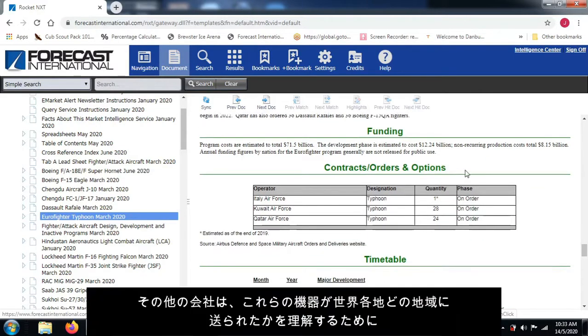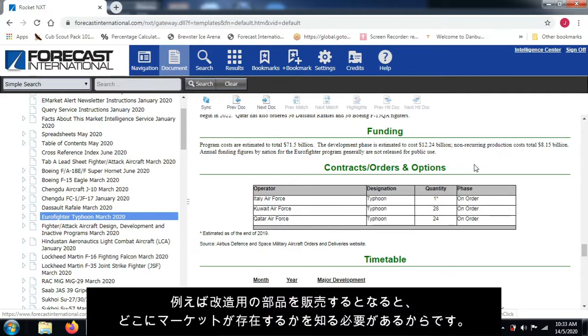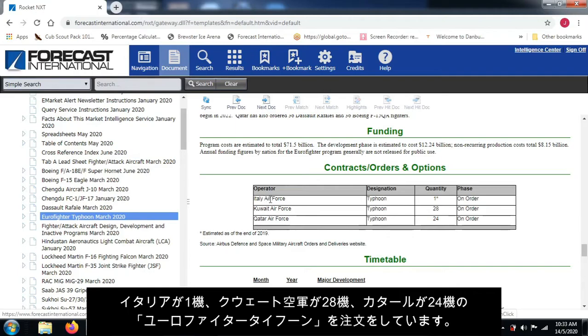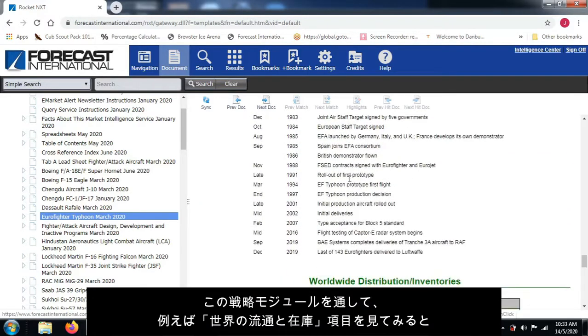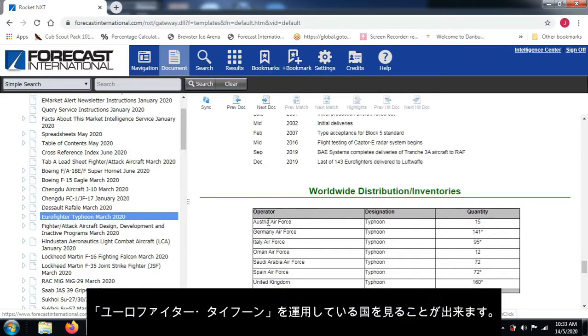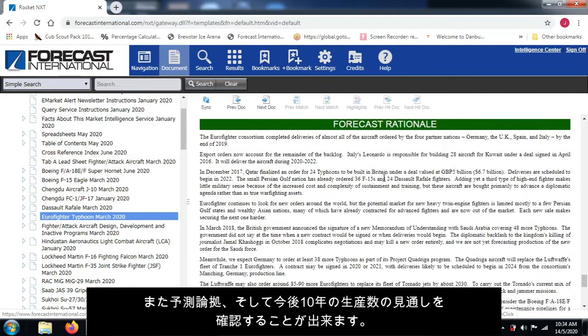Other companies use Forecast International to understand where these machines have been delivered to around the world, because they, for instance, sell aftermarket parts and services, and they want to know where the market is. Here we can understand that Italy has ordered 1, Kuwait Air Force has ordered 28, Qatar has ordered 24, and throughout this intelligence module, for instance, worldwide distribution and inventories, we can see the countries that operate this fighter aircraft. And again, there is our forecast rationale.